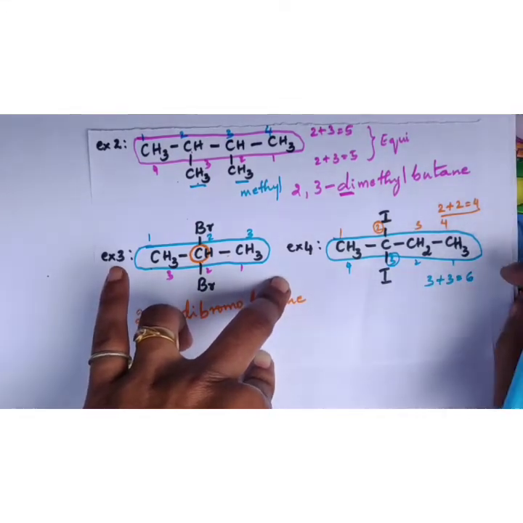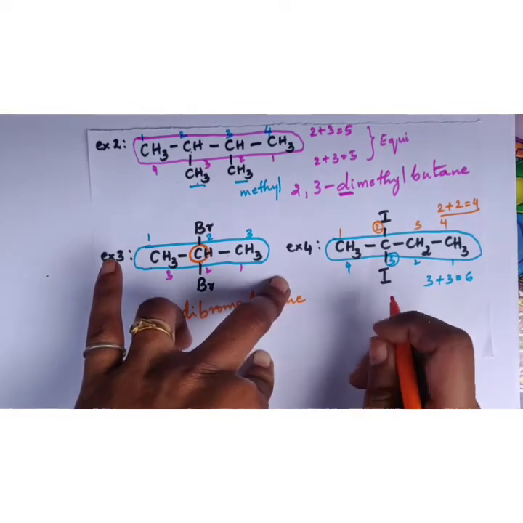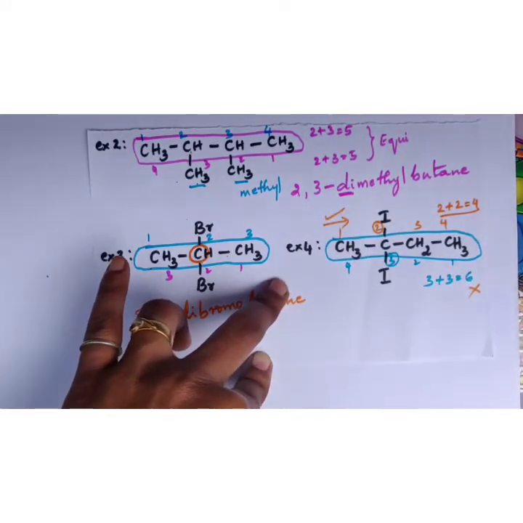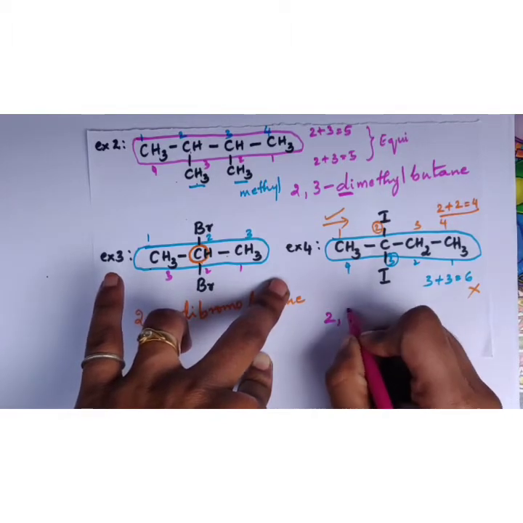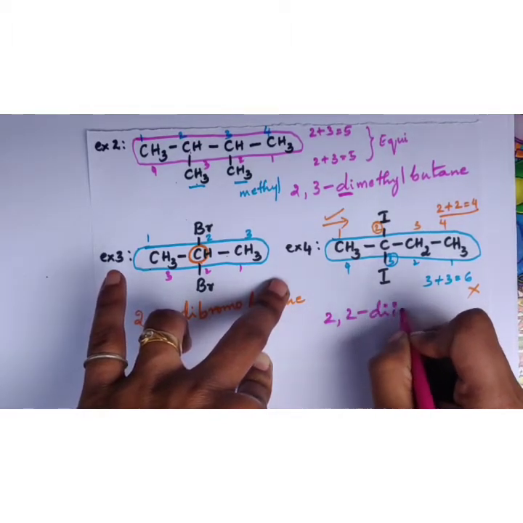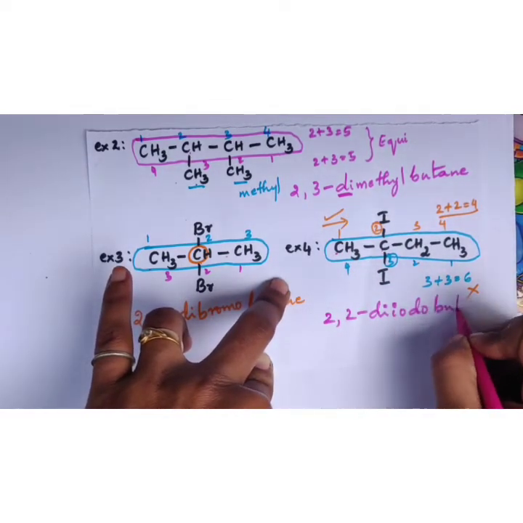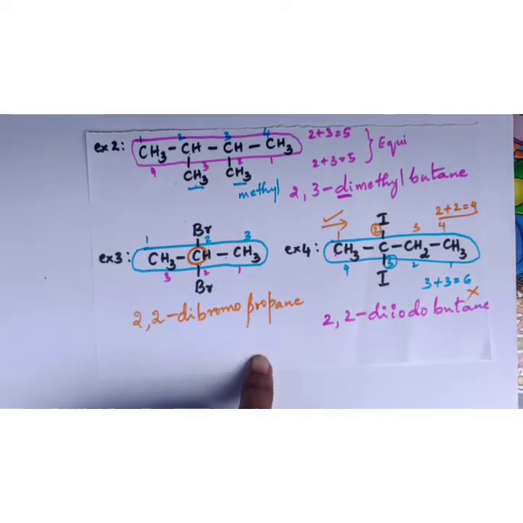Whether it is equal or not equal, that is nothing but non-equivalent. Non-equivalent means we have to follow the lowest sum rule. We are going to number it from this side, not this side. So whatever naming we are going to give is 2,2-diiodo, and 1, 2, 3, 4, so it is butane. I think this is clear. You have to know how to name it. When two same prefixes are given, you have to follow the lowest sum rule.